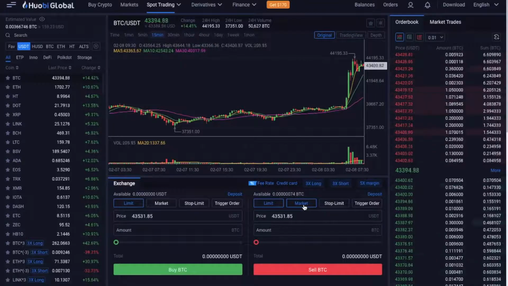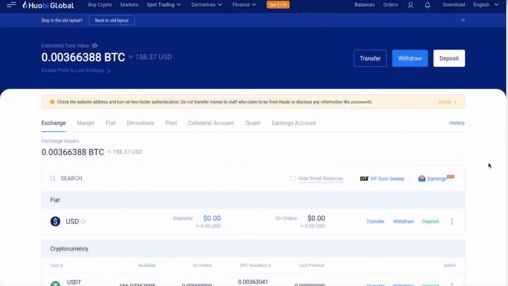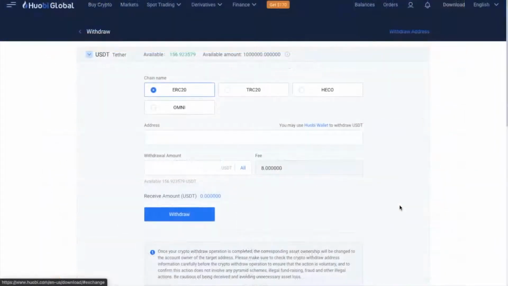So if we head back up to balances, and then go to our exchange account for deposits and withdrawals. From here, you can withdraw your crypto or fiat if you have that on the platform. And if you haven't withdrawn before, you may be shown a screen asking you to agree to some terms and conditions. And there are some daily limits which you're not allowed to withdraw beyond. For USD here, that's not too much of an issue, but I know that some coins are at lower limits.